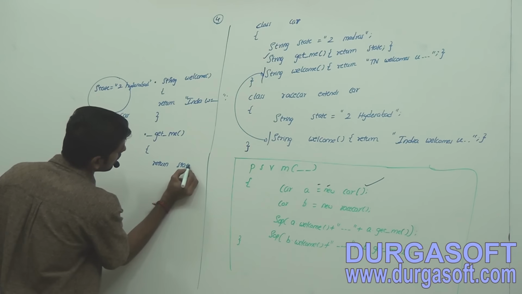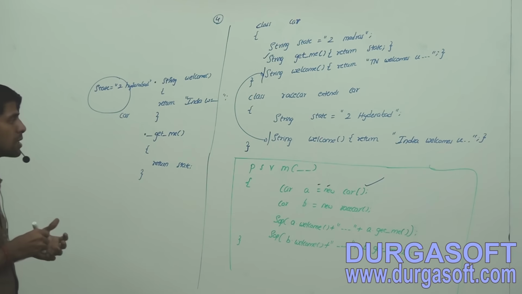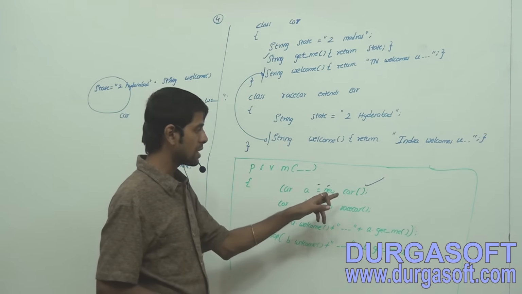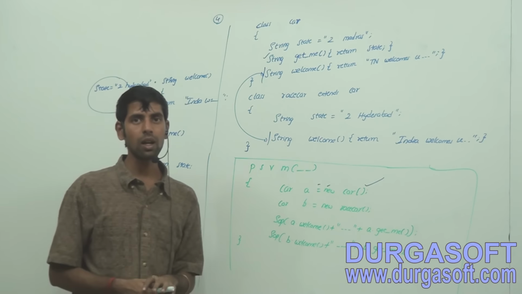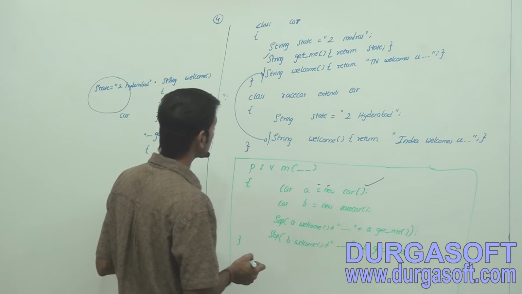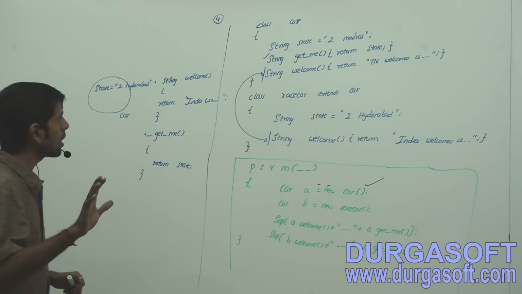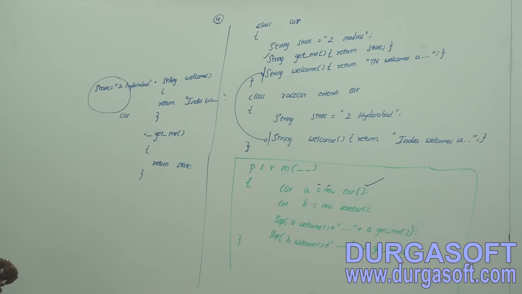Return state. Okay, a return state. Now what is this? This is the no argument constructor, right? Of course. I'm sorry, we have made a mistake.